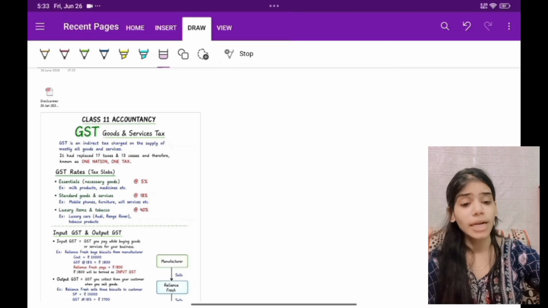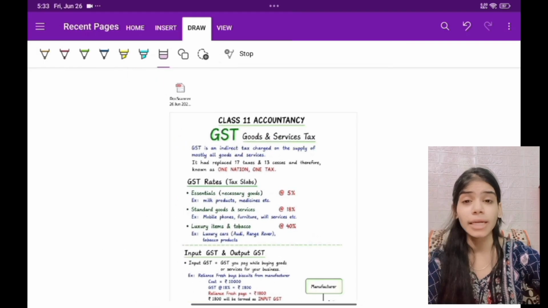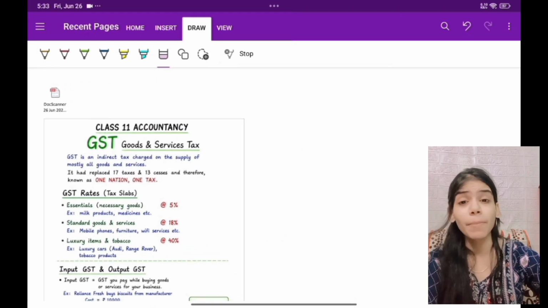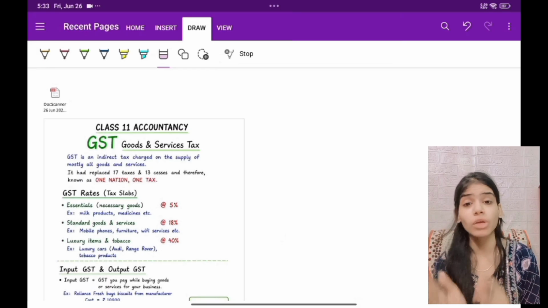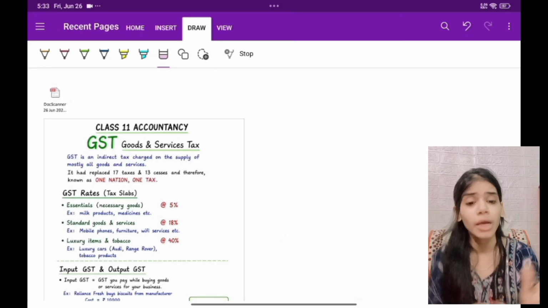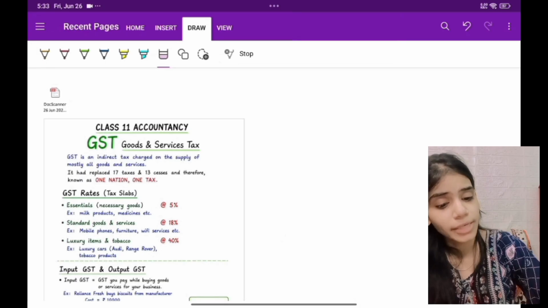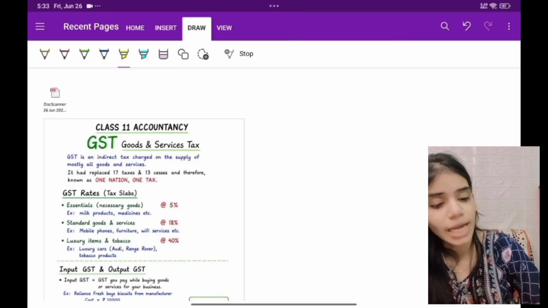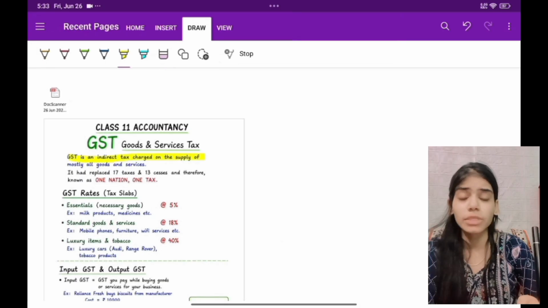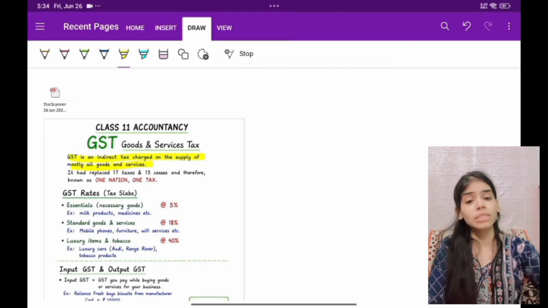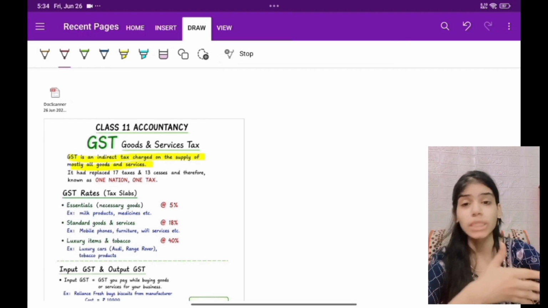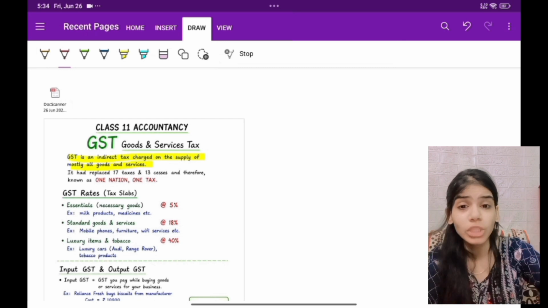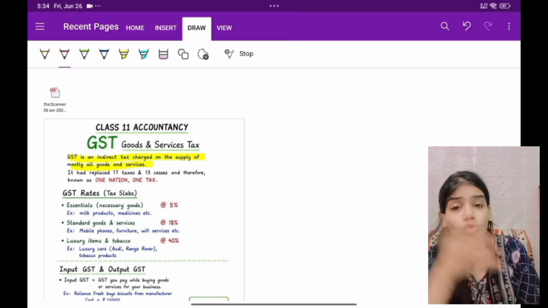Now, the first thing that I want to discuss with you all is that GST is a supply based tax. It means that GST is charged when goods and services are supplied. See, GST is an indirect tax that is charged on supply of goods and services. Now, what does this mean? It means that GST won't be charged when goods and services are purchased or produced, but it will be charged when goods and services will be supplied by the producer to the consumer.